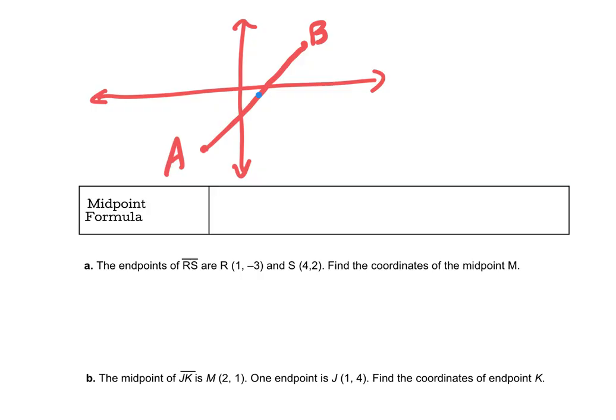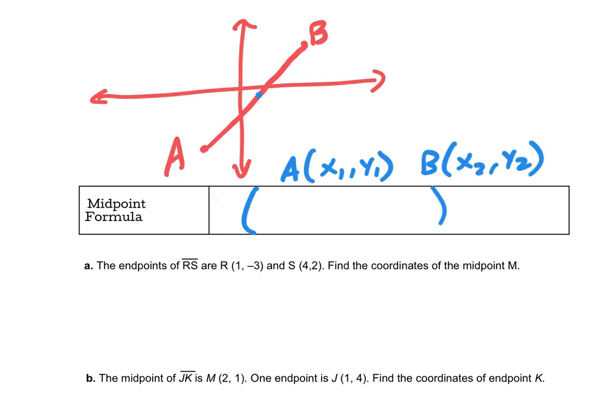So we're going to say that A is represented by (x1, y1). B is represented by (x2, y2). So it's just 2 ordered pairs. And all this means is first x, first y, second x, second y. And it doesn't really matter which one's which. Okay, I could let this one be (x1, y1) if I wanted to, and vice versa. So the formula looks like this. x1 plus x2 all over 2, y1 plus y2 all over 2.